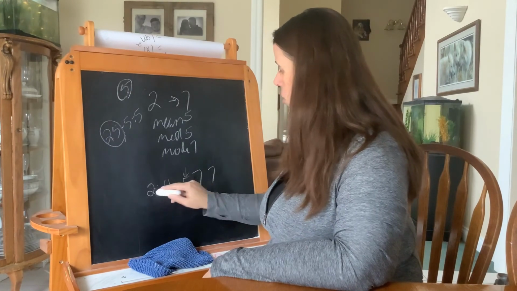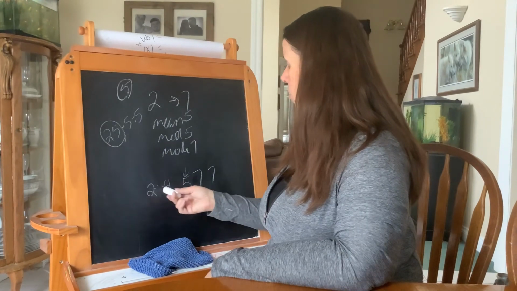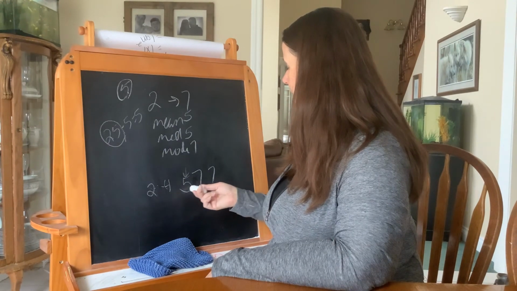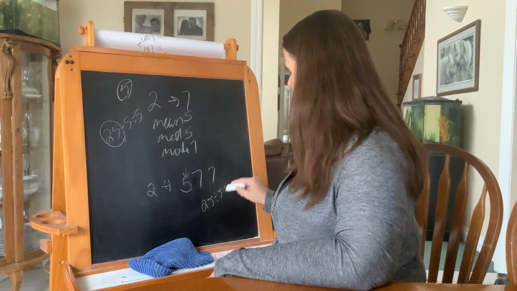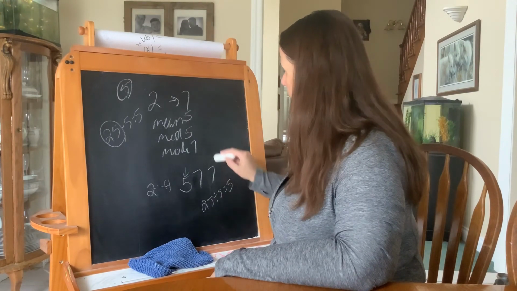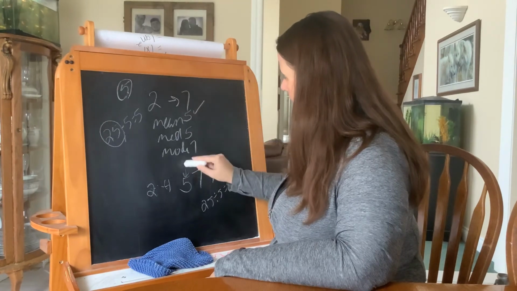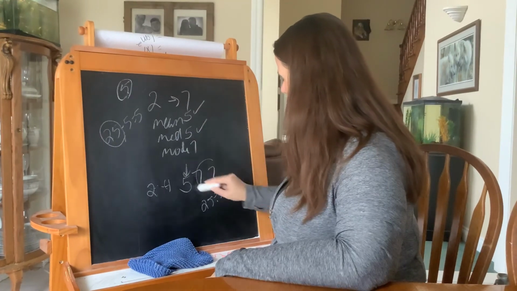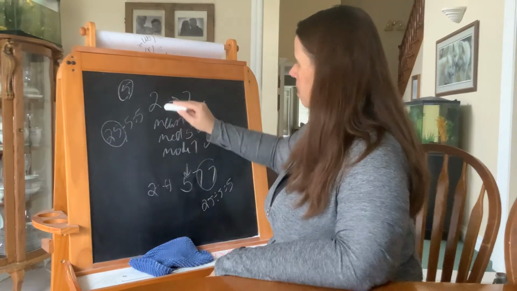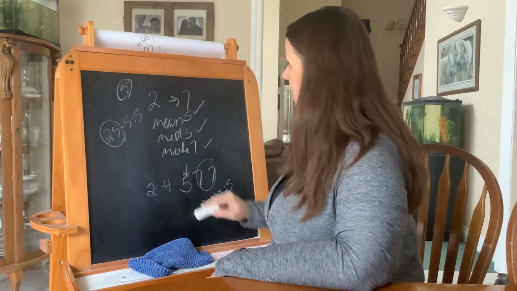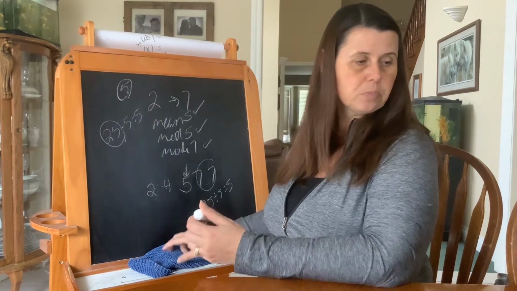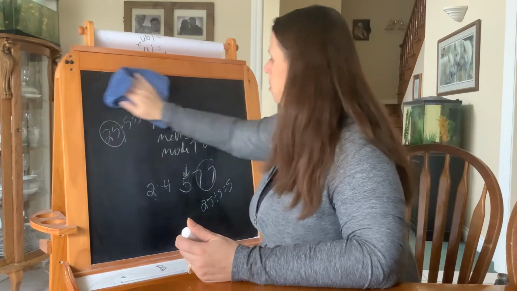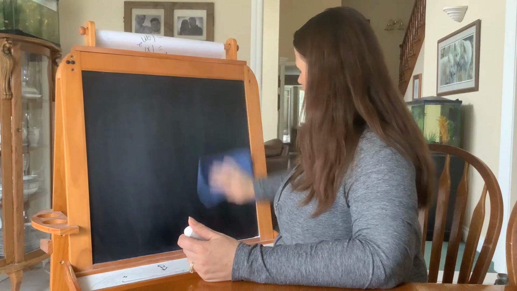4 and 2. 2 and 4 is 6, 5 is 11, 18, 25. 25 divided by 5 is 5. So I have a mean of 5, a median of 5, and a mode of 7. My numbers are between 2 and 7, and I have 5 pieces of data. Okay? There's A. You go do it. We'll be back for B, and done for today.